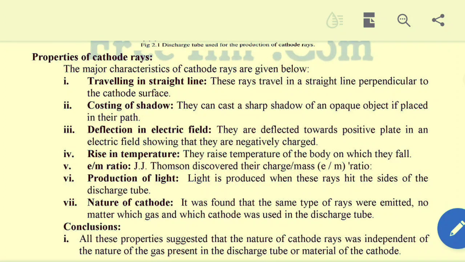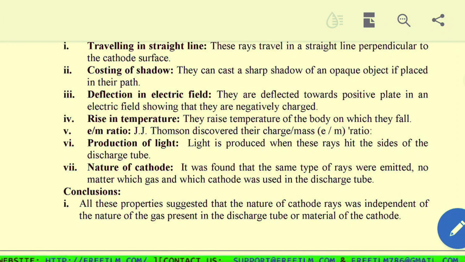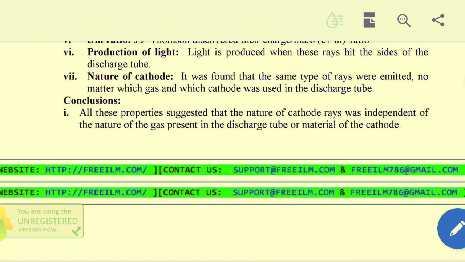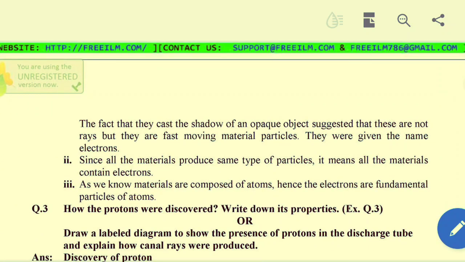Conclusion: all these properties suggested that the nature of cathode rays was independent of the nature of the gas present in the discharge tube or the material of the cathode. The fact that they cast the shadow of an object suggested that they are not just rays but fast moving particles. They were given the name electrons because they cast a shadow. That's why we can say that they are not rays but material particles.